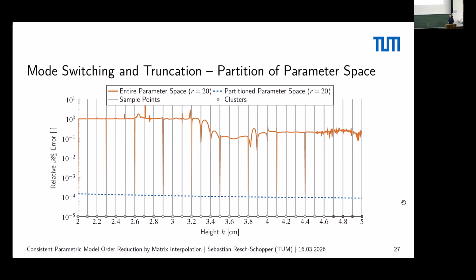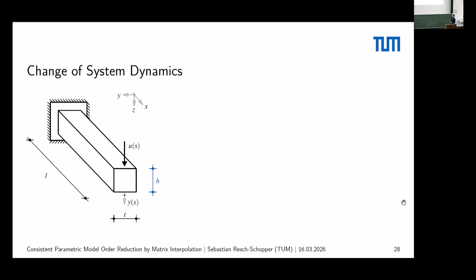Here the comparison is not totally fair because you run into numerical problems. If you want to do the transformation to the same coordinate system, if your subspaces are orthogonal, because then when computing this transformation matrix, you would have to invert the singular matrix, and then you just run into numerical problems, and this is why you also lose the accuracy at the sample point sometimes. So yeah, coming back to the last problem that we might have, the change in the system dynamics. So again, the same example, but now we change the height in a way that we transition from Euler-Bernoulli beam theory, so thin beams, to Timoshenko beam theory, so thick beams.